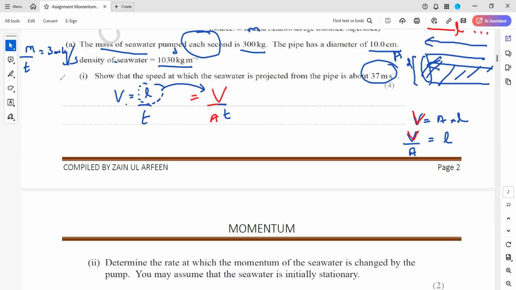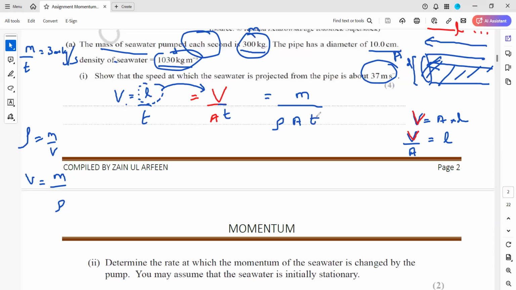Now, how to get the volume? You have the mass and you have the density. So if you have the mass and density, what can we use? We have the formula density is mass over volume. So the volume will be equal to mass divided by density. So in place of volume, I can substitute mass divided by density. So I will have a formula now: mass divided by density, into area, into time. Is it clear?